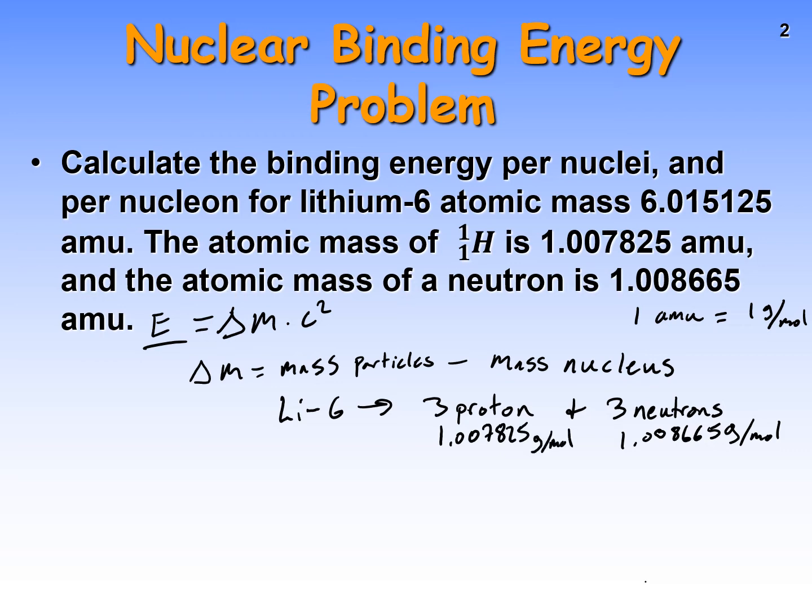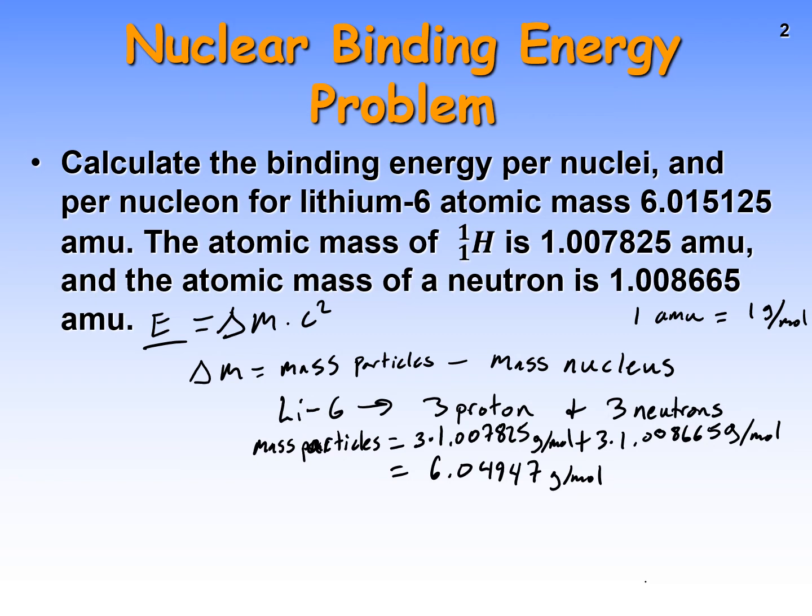And again, I'm going to convert to grams per mole. Now, if I want the mass of particles, that's going to be equal to 3 times the mass of my protons, because I have 3 protons, plus 3 times the mass of my neutrons, because I have 3 neutrons. And this will give me the total mass of the particles in the lithium nucleus. This gives me 6.04947 grams per mole. Now the next thing I want to do is calculate delta M, right?